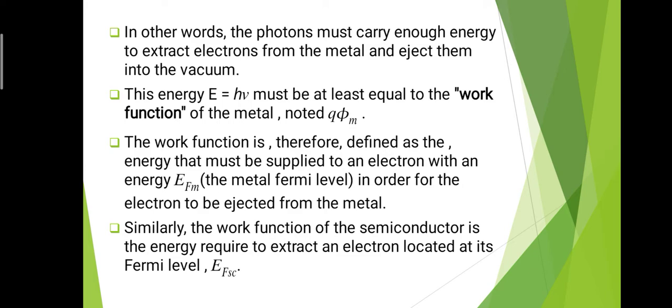We know that a metal has a Fermi level, but what do you mean by the Fermi level? Fermi level is the energy level up to which all energy levels are filled, and above the Fermi level the energy levels are vacant. So the energy supplied to the electron present at the Fermi level of the metal, in order for the electron to be ejected from the metal, is called the work function.